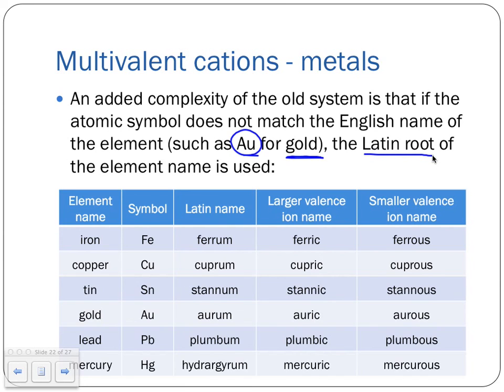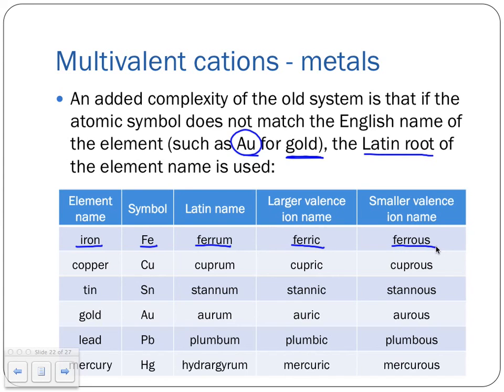Iron, the symbol is Fe. The Latin word is ferrum. When using the old system, if it's the larger oxidation number for iron, then it's ferric. Iron is +2 or +3. If it's iron +3, then it would be ferric oxide or fluoride or whatever it is. If it was iron +2, it would be ferrous right here.